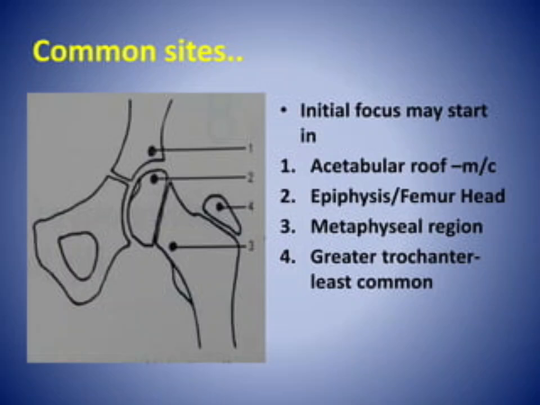And coming to the final stage, which is the stage of erosion, you will find the cartilage is completely destroyed. Even the head and acetabulum are eroded, and you will find a true shortening here.